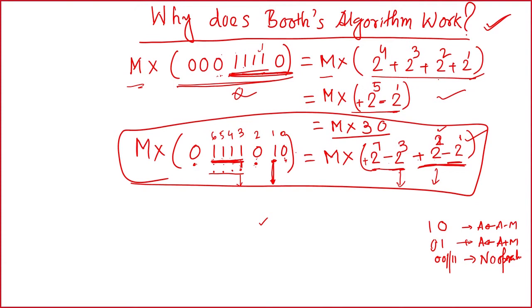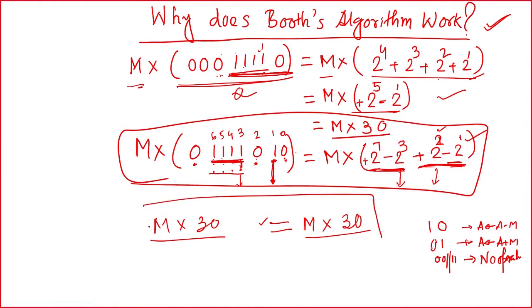We had M into 30, and then if you add this one and this one, that also gives you M into 30. Okay. So, that is why Booth's algorithm is working for the positive number.